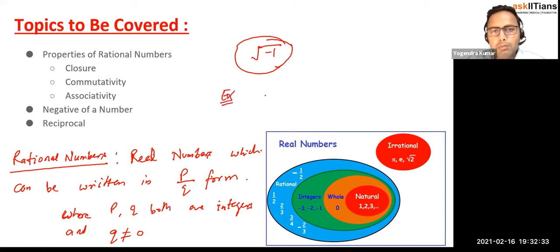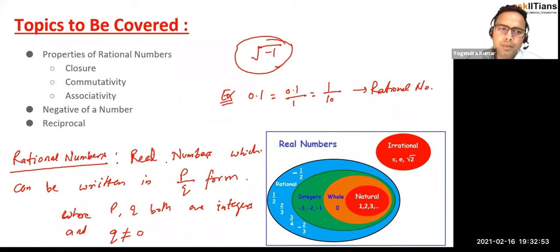So here I can give an example: if I say 0.1, it is a rational number. Why? Because 0.1 can be written as 1 by 10. So this is p by q form. So it is a rational number. I'm just giving you the idea. You need to remember it. These are rational numbers. We are going to do operations on the rational numbers only, in today's lecture, right? So I hope you are understanding this, right?